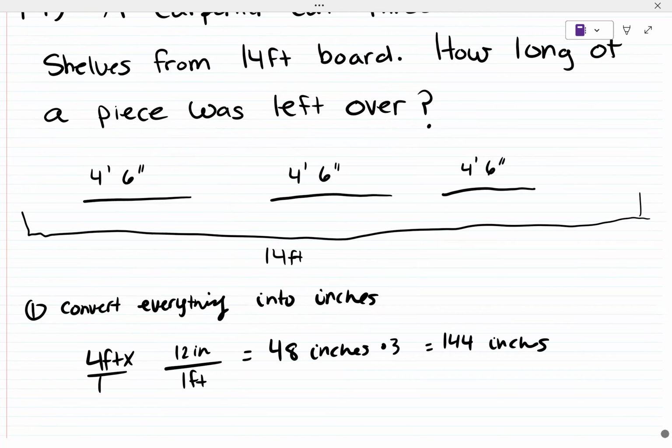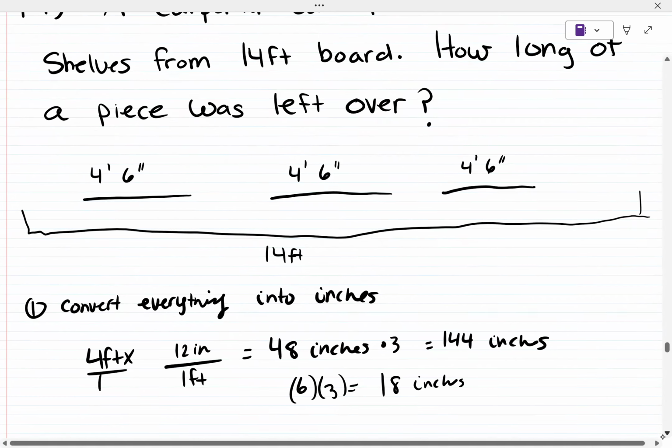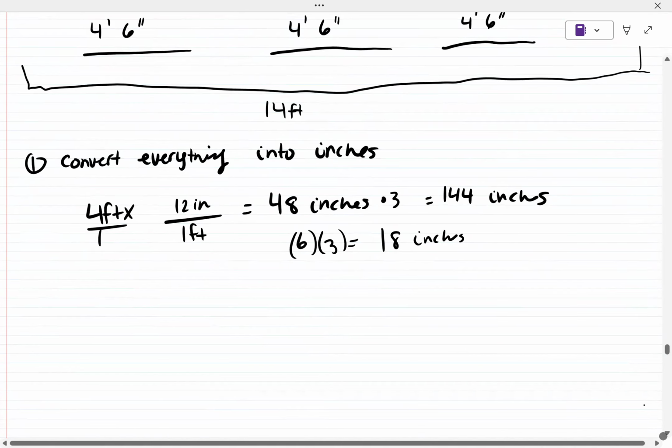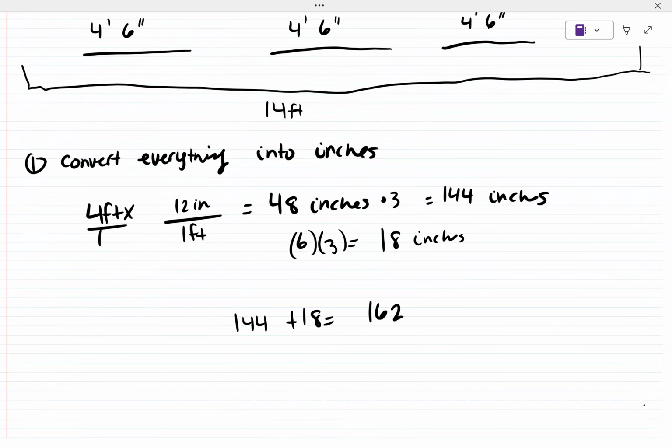Then you also have this 6 inches, and there's three of them. So six times three, which is 18 inches. And you get 144 plus 18, and that gives you a total of 162 inches.